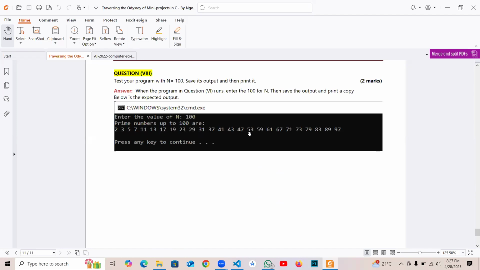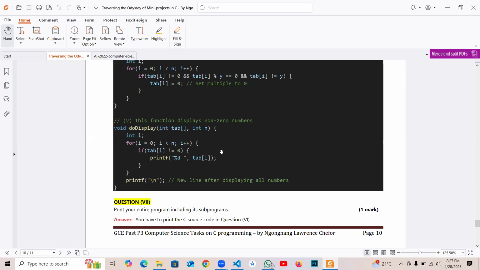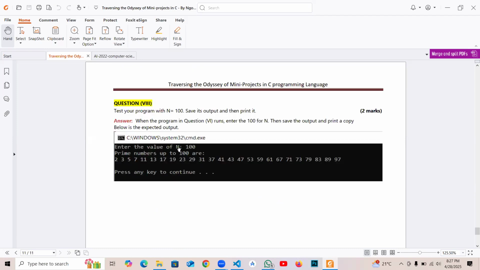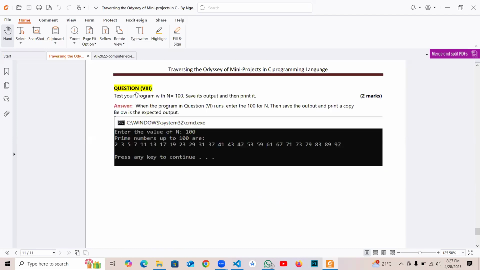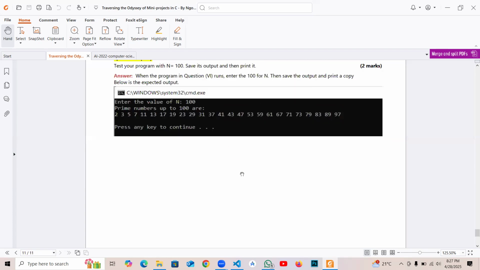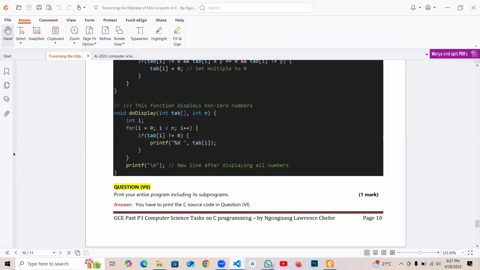Because we are told to print your entire program, including its subprograms, that one is 1 mark just to print the output or everything. I'm interested in the last question. Test your program with n equals 100. Then you save the output and print it. This time around, I'm just going to go to my code.